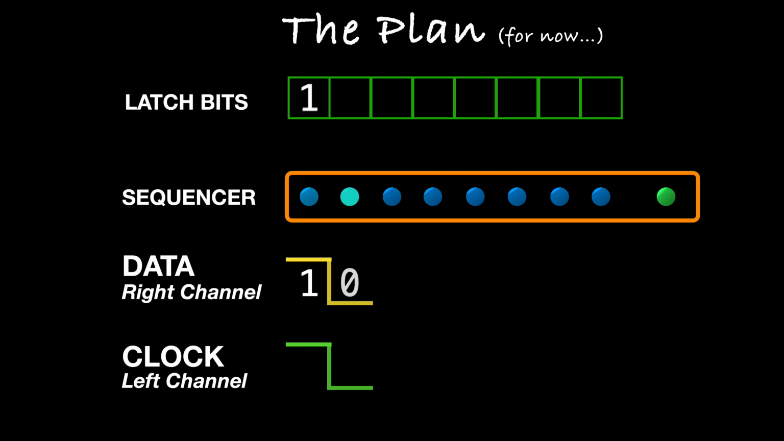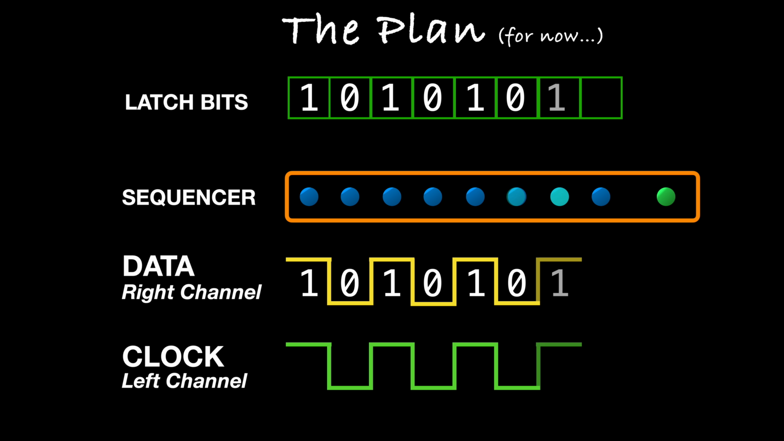And with the next clock pulse, the sequencer advances another step and gates that data pulse to the next latch bit. And if all goes well, it will happily continue to populate the remaining bits until we have a complete byte. And for now, we'll add this extra ninth step on the sequencer so we have a control signal to clear the latch bits for the next sequence.